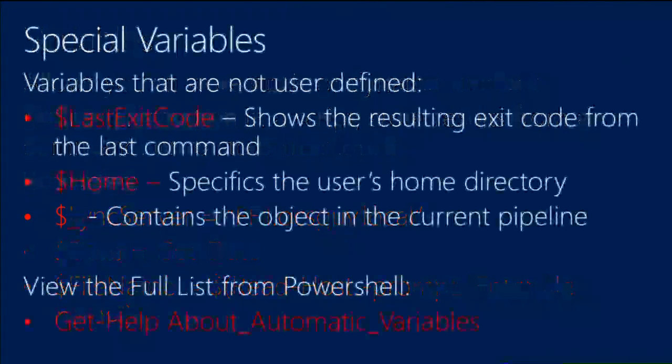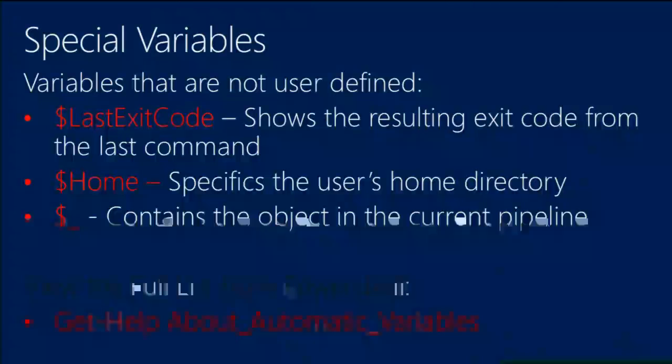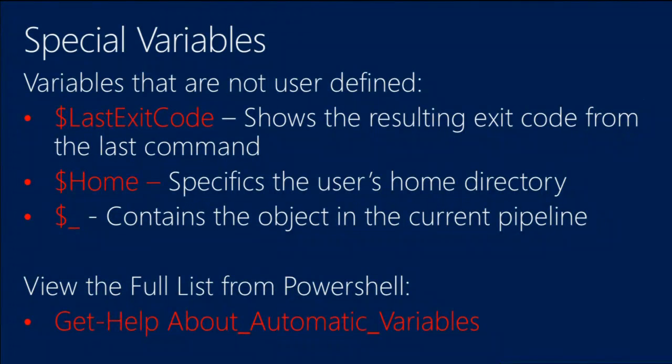There are also some special system variables that we have. This is just a small example of a few that are quite useful. So we have last exit code, which gives you the resulting code from the last command that was run in that session. $home specifies the user's home directory, which can be good for outputting data and easier than having to specify a hard-coded file path. And then also we have $_, which contains the object in the current pipeline.